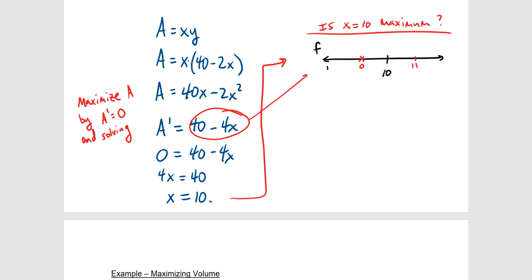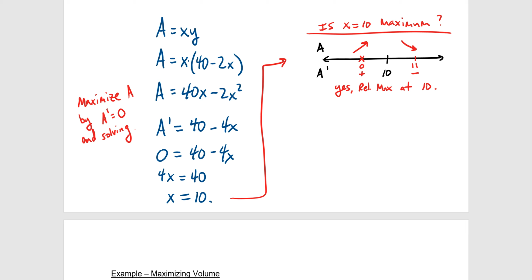Let me just change f prime to a prime and then f to a. Okay, so we plug 0 in. 40 minus 4 times 0 is positive, so that's going to be increasing. We plug in 11. 40 minus 4 times 11 gives us a negative answer, so a is decreasing. So what happens, it goes from increasing to decreasing. That means it is a relative max. So we know that we did it correctly.